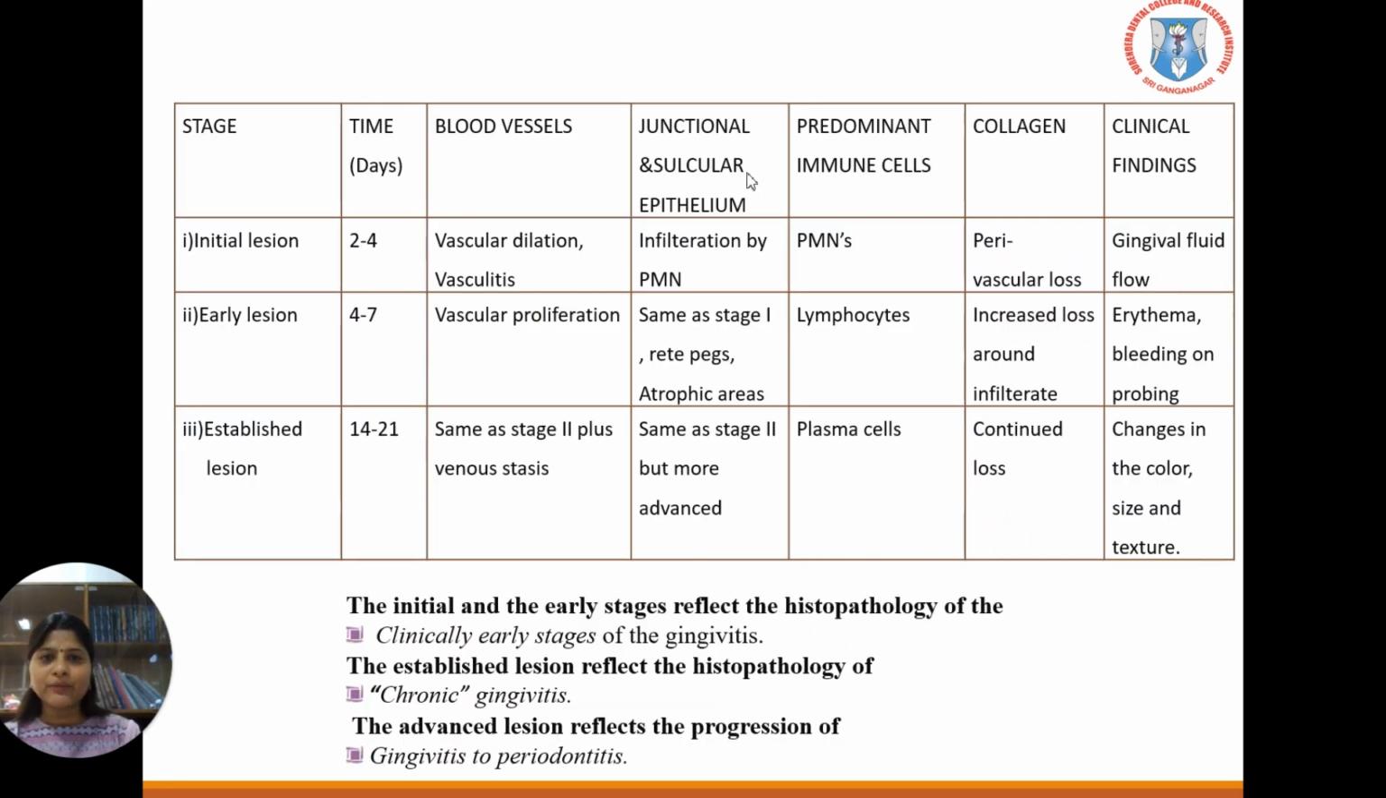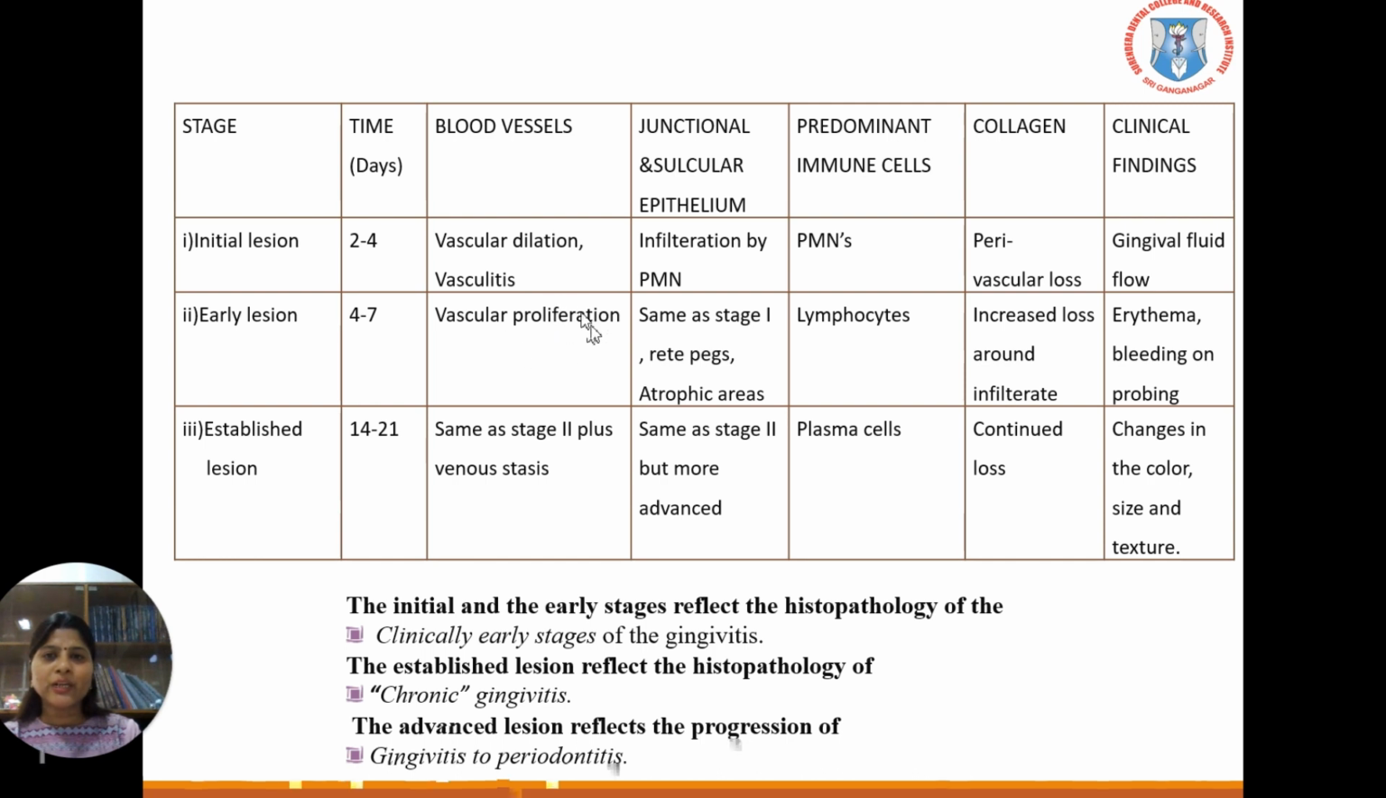So, to sum up the gingival inflammation stages: initial, early, established. The initial stage is within 2 to 4 days, with changes in blood vessels. First is the vasodilatation, the predominant cells are the neutrophils, perivascular loss is there, that is around the vessels, collagen fibers are destroyed, and the fluid from the vessels moves into the epithelium, and from the epithelium it moves into the gingival sulcus. So gingival fluid flow will be increased, that is the gingival crevicular fluid in the crevice will be increased.